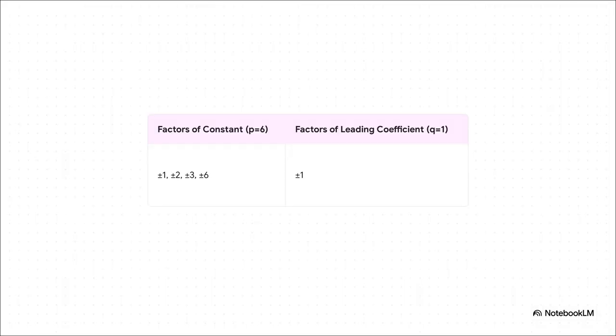Okay, let's put this into practice with our puzzle box, x cubed minus 2x squared minus 5x plus 6. So our constant term, p, is that 6 on the end, so its factors are pretty simple, plus or minus 1, 2, 3, and 6. Now for q, the leading coefficient, that's the invisible 1 in front of the x cubed. Well, its only factors are plus or minus 1.